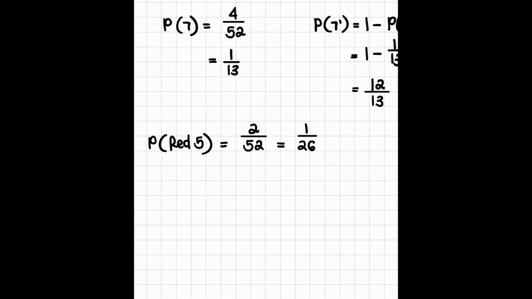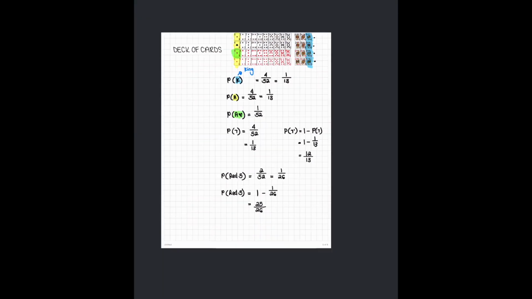Alright, so I could then say, what is the probability of not drawing a red 5? So that would be not drawing the red 5. So the total probability is 1 minus the probability of drawing a red 5, which is 1 out of 26, which means that the probability of not drawing a red 5 would be 25 out of 26. That would be the probability of not drawing a red 5.